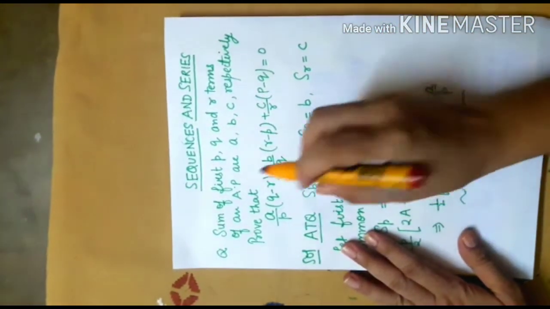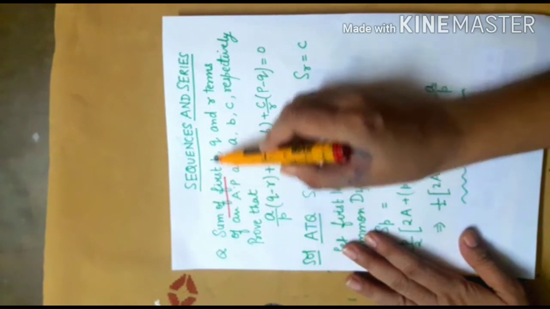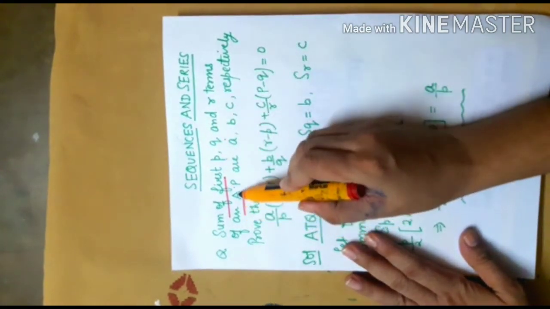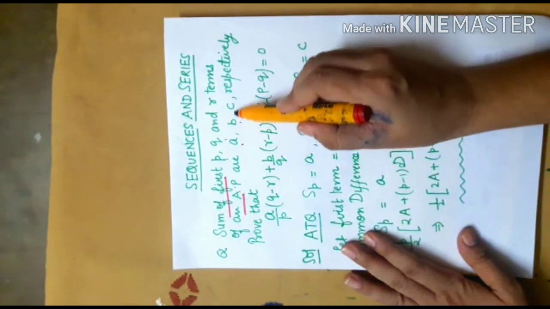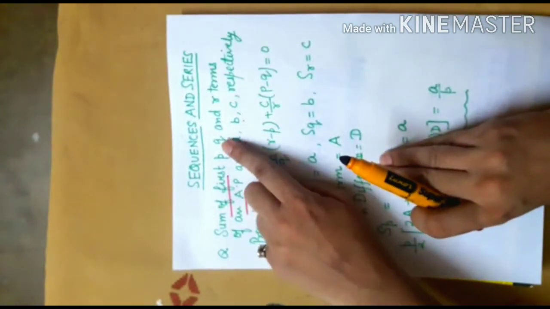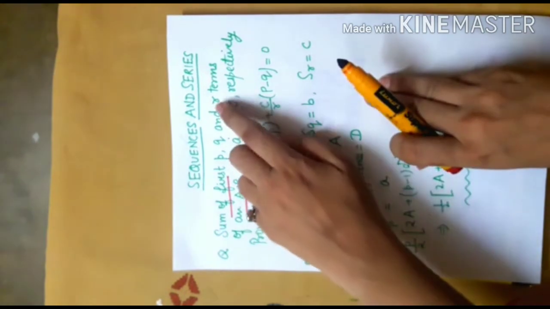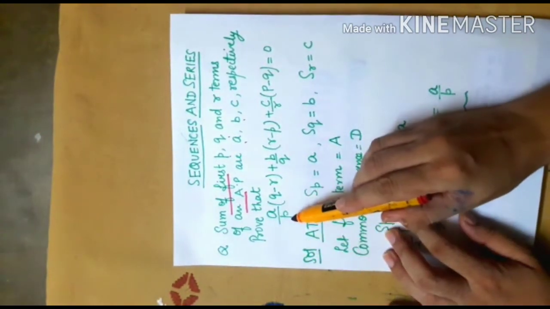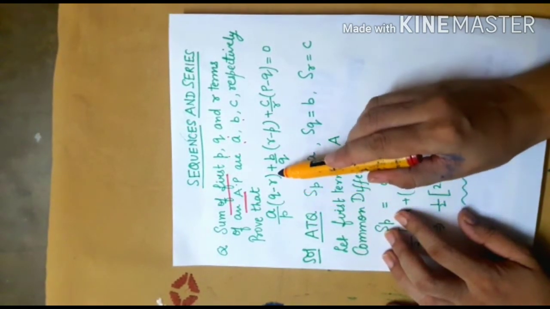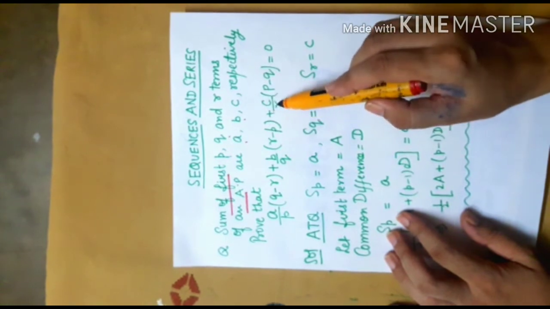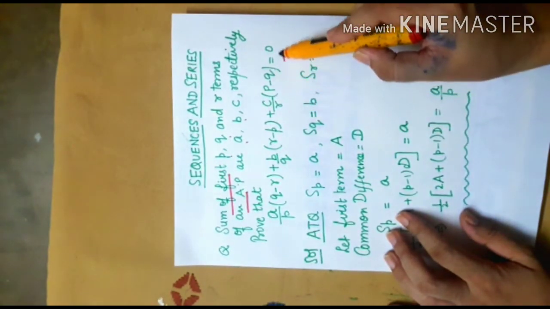The next question is: the sums of the first P, Q and R terms of an AP are A, B and C respectively. That means the sum of the first P terms is A, the sum of the first Q terms is B, and the sum of the first R terms is C. We are to prove that A over P into (Q minus R) plus B over Q into (R minus P) plus C over R into (P minus Q) is equal to 0.